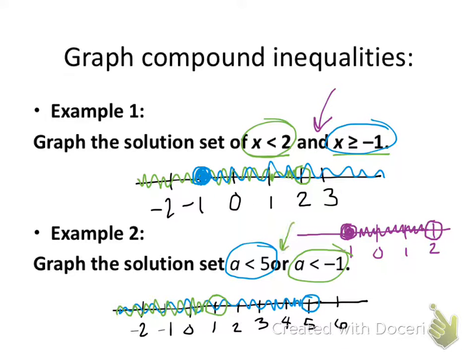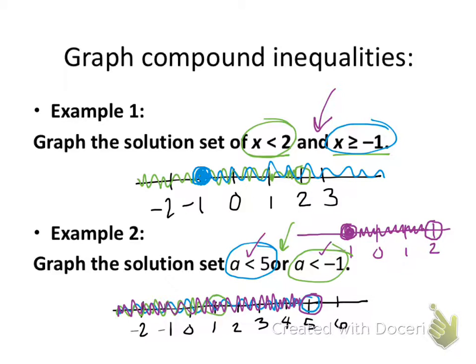Now this one says or. So is 4 an answer for either or? Yes, it is. Or means it doesn't have to be just where it overlaps. It can be everything. So our final answer on this one would be a circle at 5 and everything below 5 shaded, because everything below 5 works for at least one of those two options.